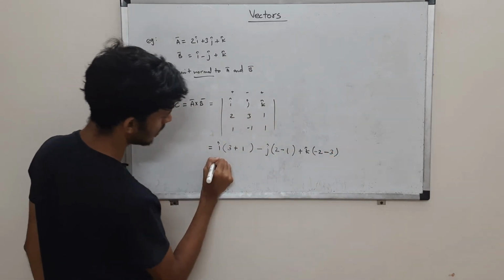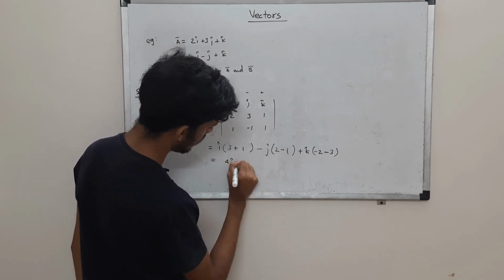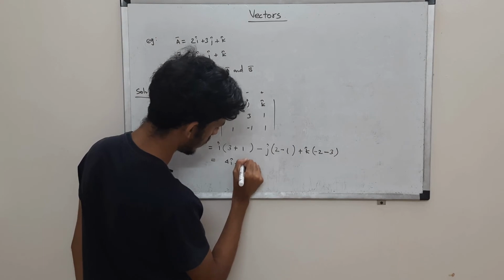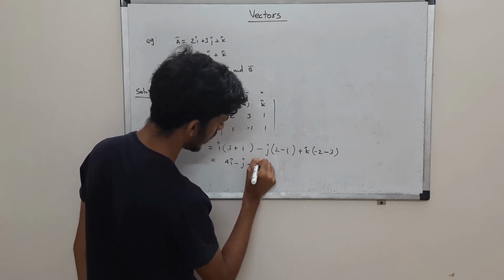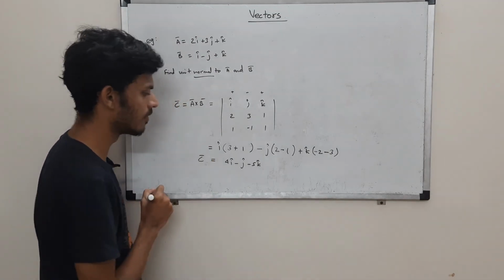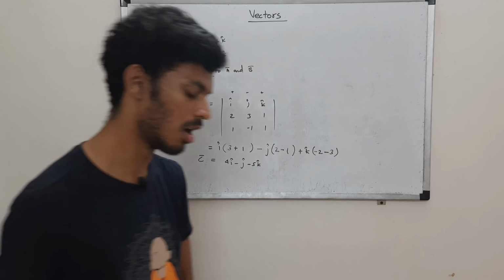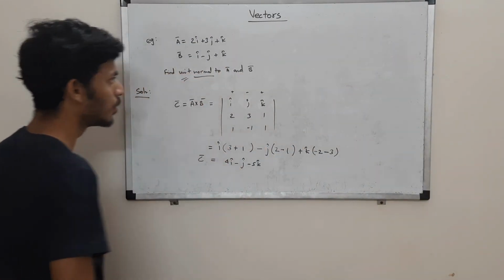Just open this up. This will be 4 I cap. This will be 1, so this is minus J cap. This will be minus 5, so minus 5 K cap. So this is our vector C, which is normal to both A and B. But the question does not end over here. It has asked for unit normal.